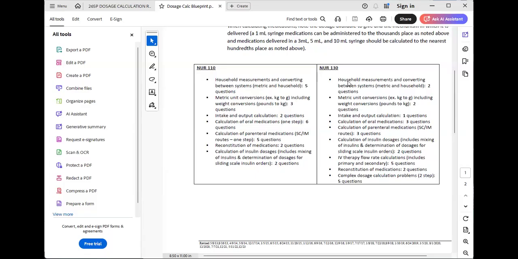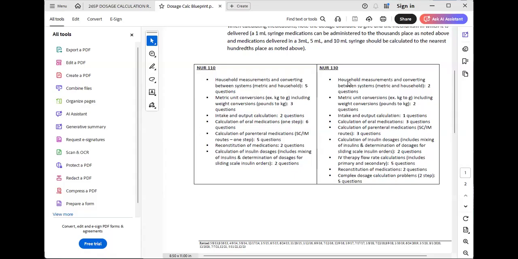You are required to know the same stuff you had to know for 110. You need to know your metric to metric conversions, your household to metric conversions, how to convert pounds to kilograms. You need to know how to take a patient's intake of fluids, convert those cups, quarts, pints into ounces and into milliliters, and then get a total mL calculation.